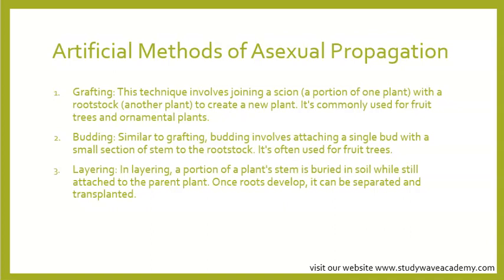Budding. Similar to grafting, budding involves attaching a single bud with a small section of stem to the rootstock. It's often used for fruit trees. Budding is similar to grafting, but we only take a small part with a bud and attach it to another plant. Okay? And it's often done with fruit trees to add new varieties.